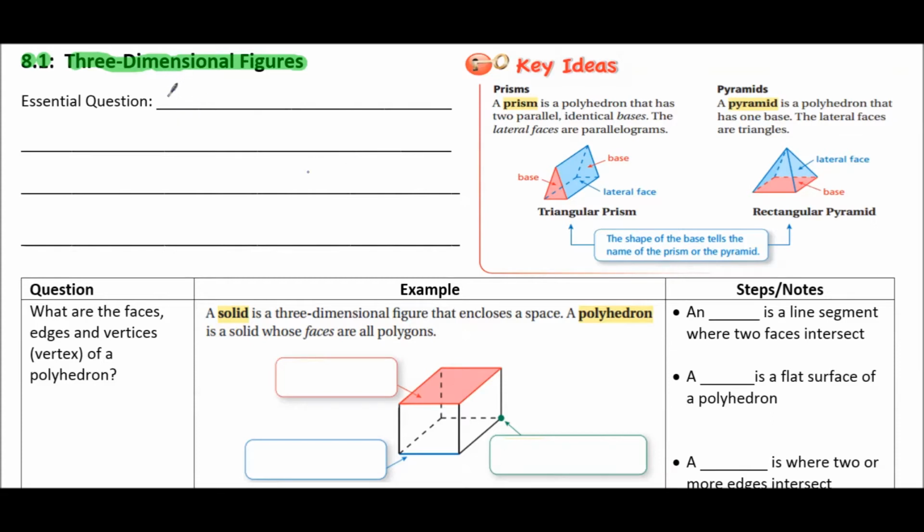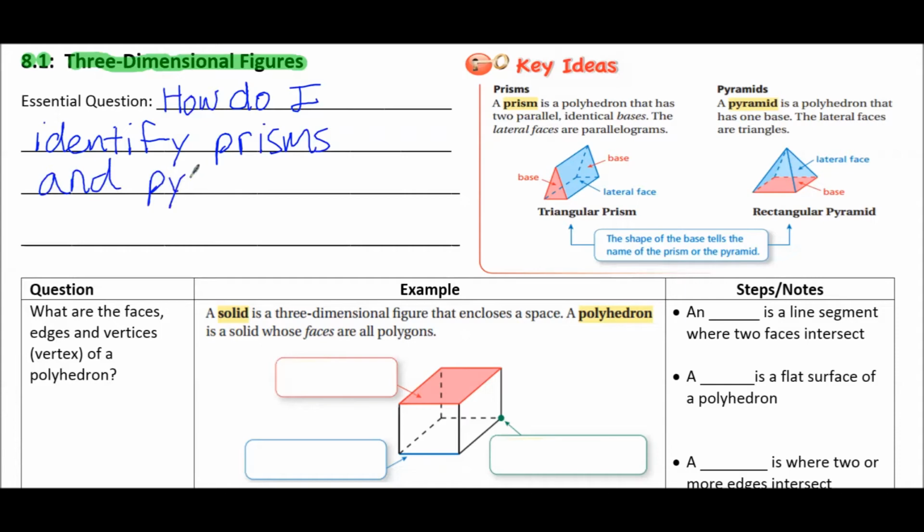Okay, here we go. How do I identify prisms and pyramids? Pyramids, like the great pyramids of Giza, which you hopefully studied in your social studies class when you're studying ancient Egypt, Khufu and Khafre, and all of that kind of cool stuff.